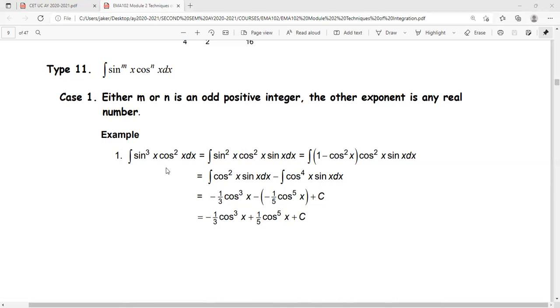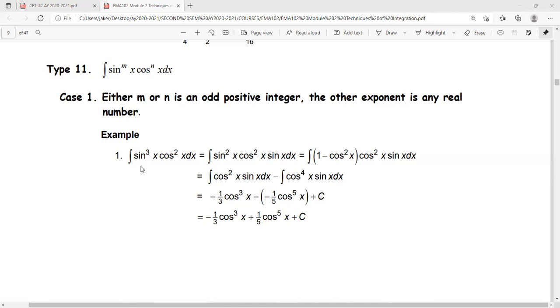So whenever m or n is odd and positive and the other exponent is a real number, just deal with the exponent that is odd in the first place. So you see this one? Of the two functions, it's 3 that is odd and positive. This one is even. So what do we do with the function that is raised to an odd positive exponent? We take one function from it, or we subtract one from its exponent, and we set aside that function, and the remaining function, which is now even, is converted using the identity sine squared plus cosine squared equal to 1.